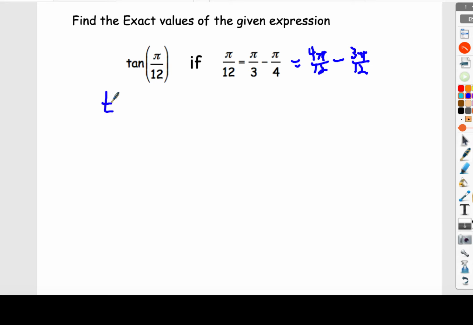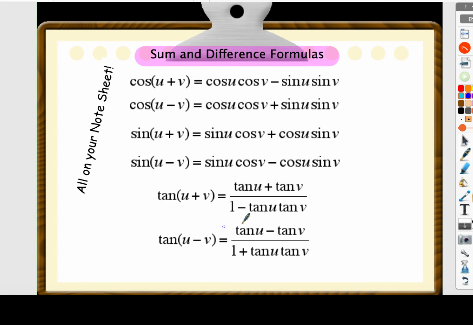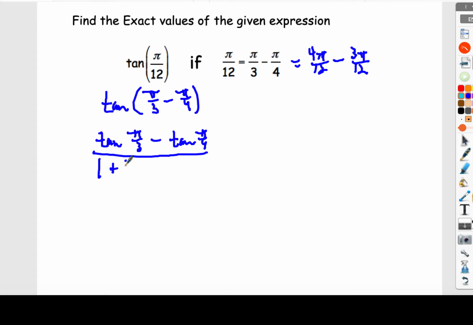Well, in that case, let's switch out our tangent for the tangent of pi over 3 minus pi over 4. And again, the tangent difference formula said we're going to take the tangent of the first angle, keep that difference, minus the tangent of the second angle, all divided by 1 plus, right? You can always double check that. Tangent difference, again, is minus on the top, plus on the bottom. Then those two tangents multiplied together. So again, the tangent of pi over 3 times the tangent at pi over 4.